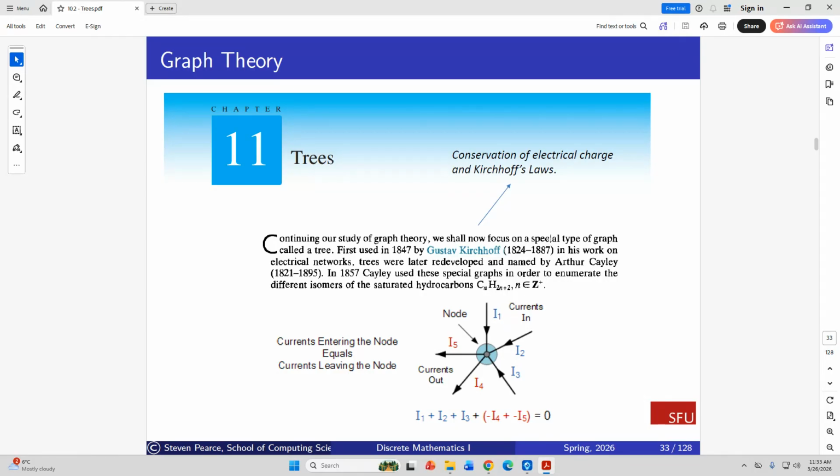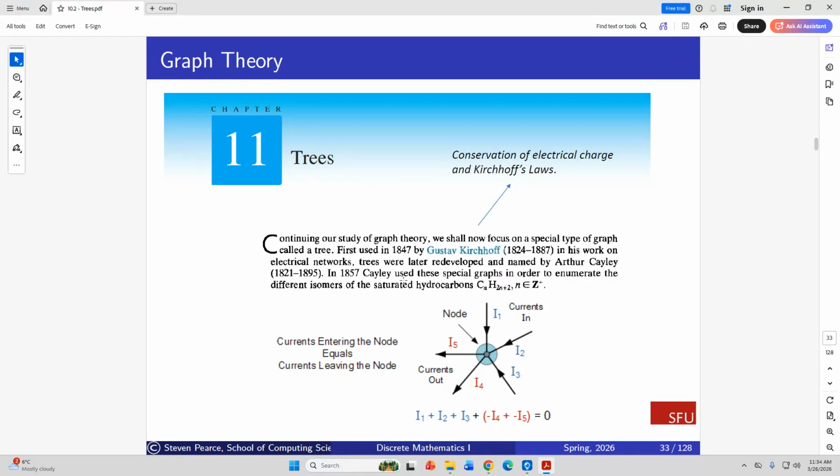Continuing our study of graph theory, we shall now focus on a special type of graph called a tree. Those of you that have taken any electronics or circuit theory, like DC circuits, LRC circuits, inductor, resistance, capacitor, hopefully you've done a little of that in high school physics. There's basically the conservation of current going into any point. What comes in goes out. These are like Kirchhoff's laws, conservation of current, conservation of charge.